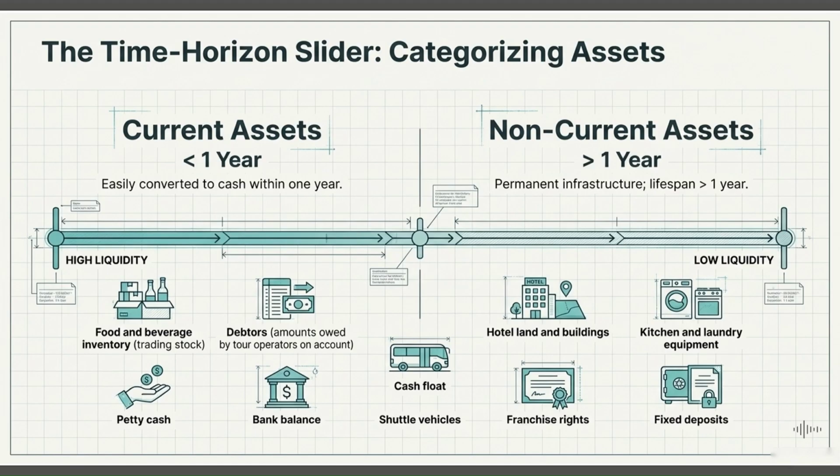Current assets have a lifespan of less than 1 year and are expected to be converted into cash within the normal operating cycle. Food and beverage inventory, the trading stock, debtors, which are amounts owed to you by tour operators and corporate clients who have bought on account, petty cash, the bank balance, the cash float in the till. These sit at the high liquidity end. They are already cash and they are on a short and predictable path to becoming cash.